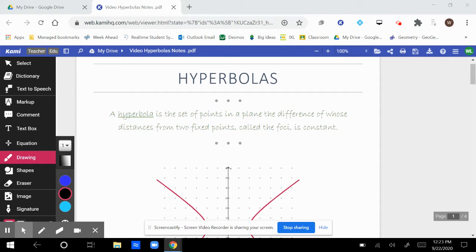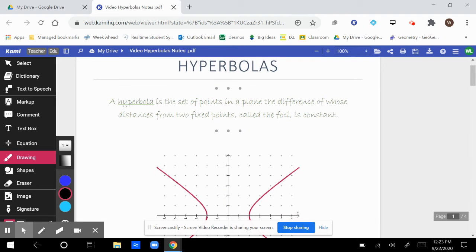Hey guys, today we're starting hyperbolas, which is the second of our conic sections. The first one that we did was ellipses. So a hyperbola is the set of points in a plane, the difference of whose distances from two fixed points called the foci is constant. All right, and I just want to point out that this definition is word for word exactly the same as the definition of an ellipse, other than one word, and that is difference instead of sum.